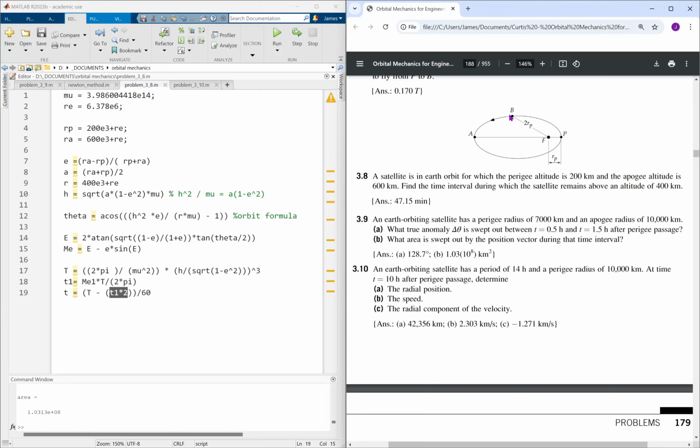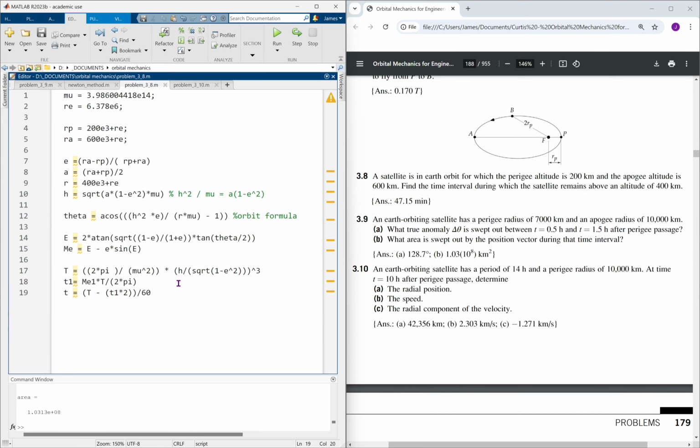So if you look at this diagram here, it'll be up here, it'll also be down here, and we're going to cut off all that bit that is below 400. And that's it for 3.8, pretty straightforward.